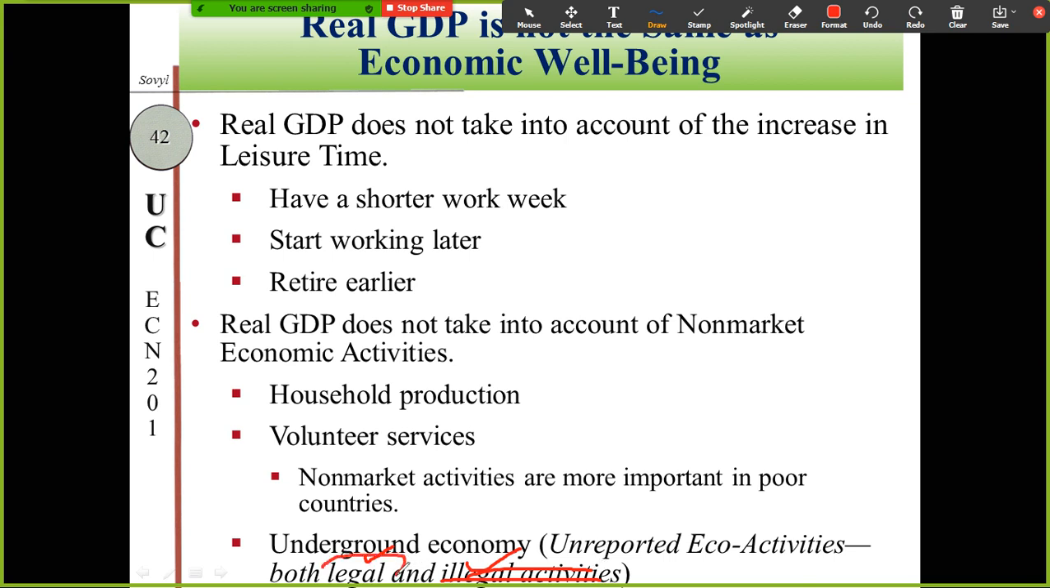But legal activity without report, most are what we can call unofficial, informal activities. Informal activities are legal but have no report.